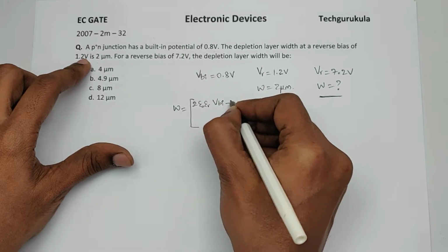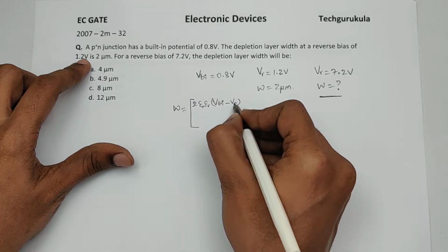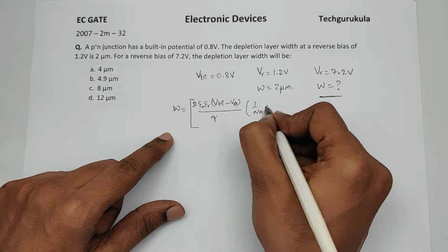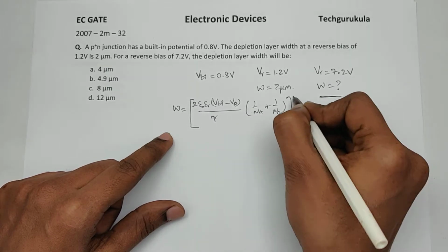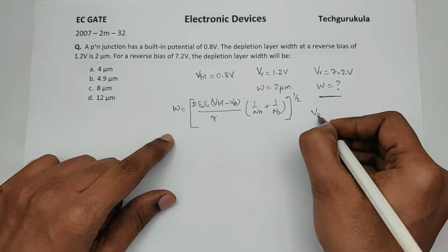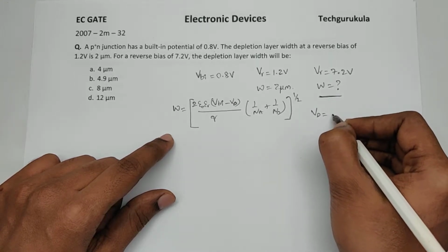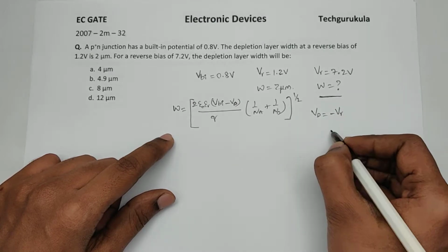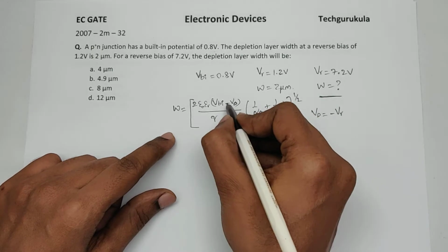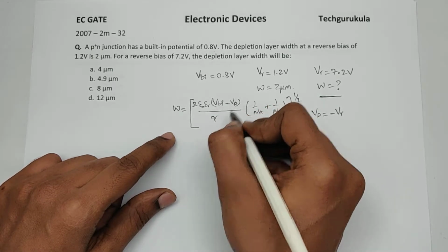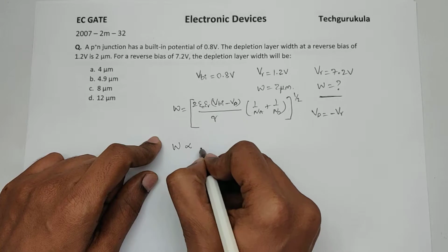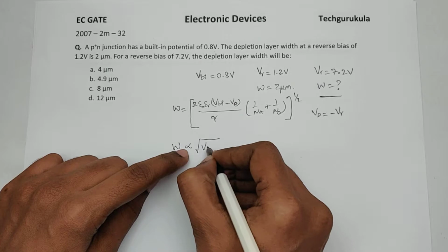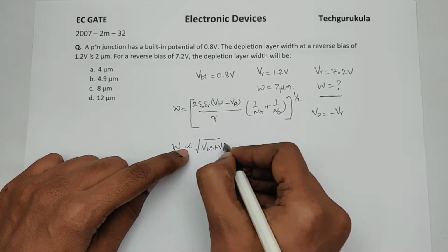So under bias condition we have (VBI minus VD) over Q, times (1 over NA plus 1 over ND). When the diode is reverse biased, VD is going to be minus VR. If you substitute that here, you will have VBI plus VR. So I can say W is directly proportional to the square root of VBI plus VR, taking everything else as constant.